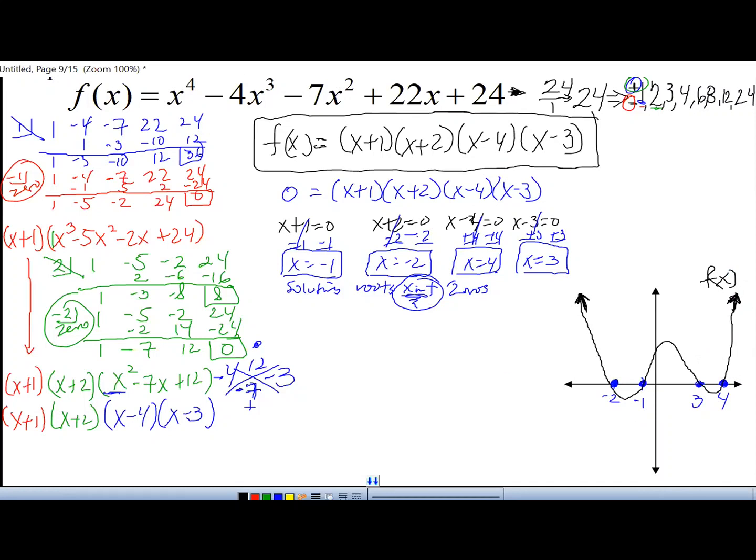You're like, that's it? That's it? So what is the purpose of doing that little table so that you know where it starts and ends, and then you just need to use your zeros to graph it, okay?